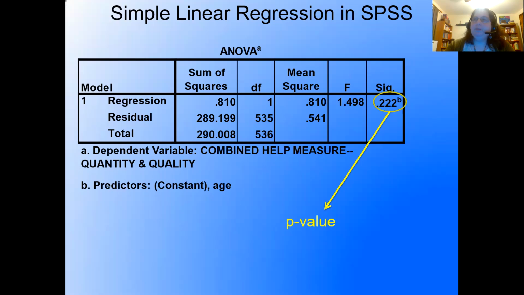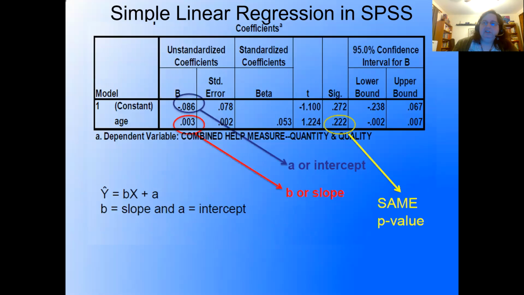But here's the thing about SPSS. It's going to give us that equation anyway. It's going to give us that information no matter what. It's always going to give us a line, because that's kind of what we asked for. So just for purposes of looking at it, here's our A again. Here's our B. Here's that matching p-value of 0.222.